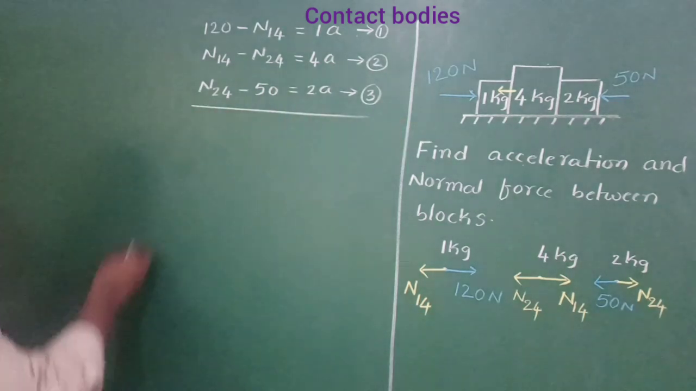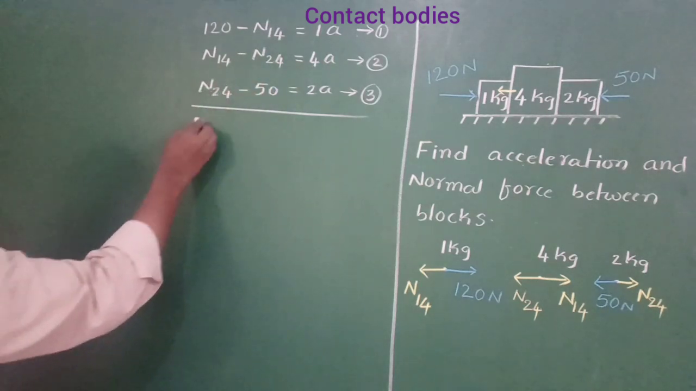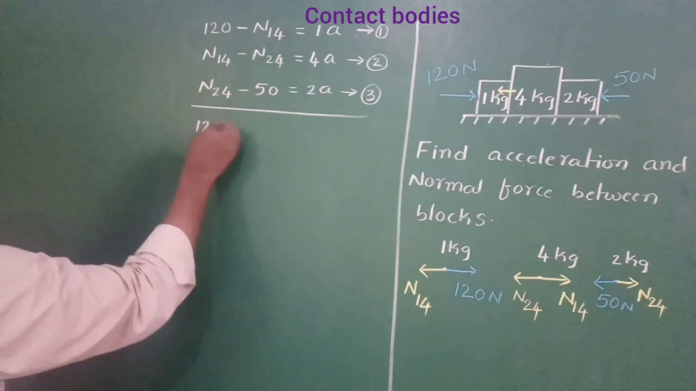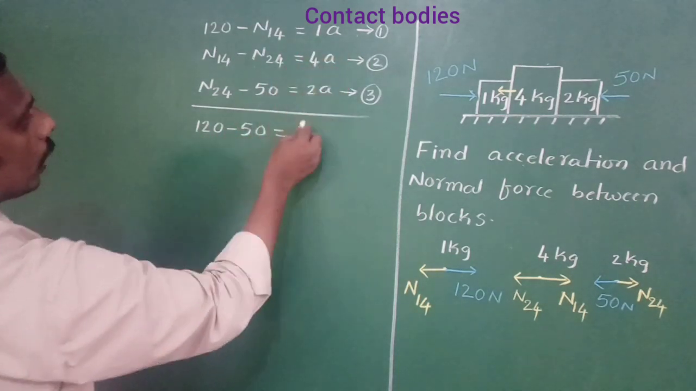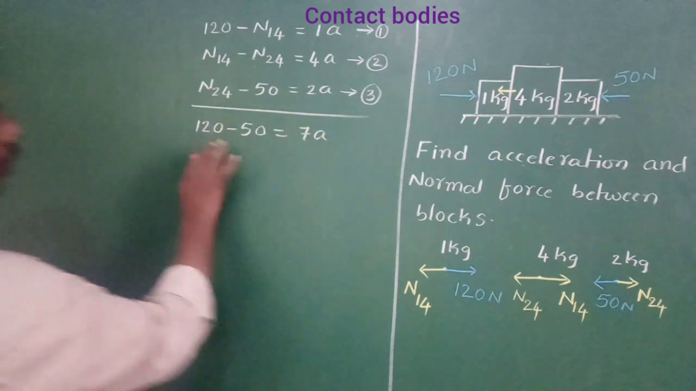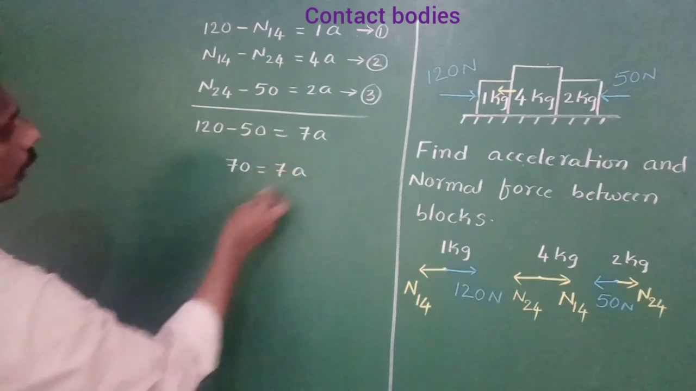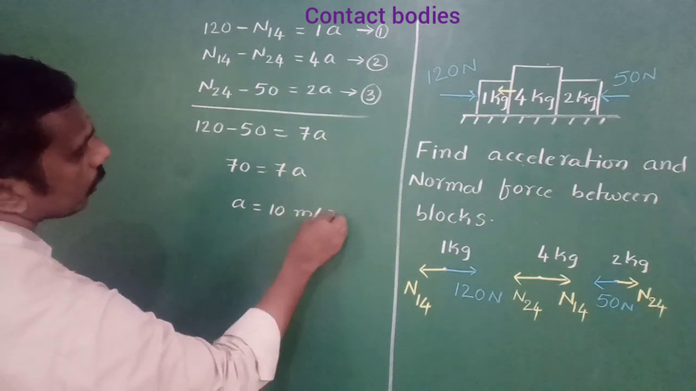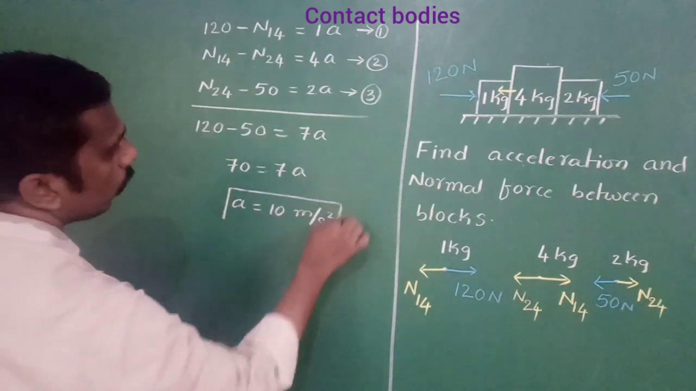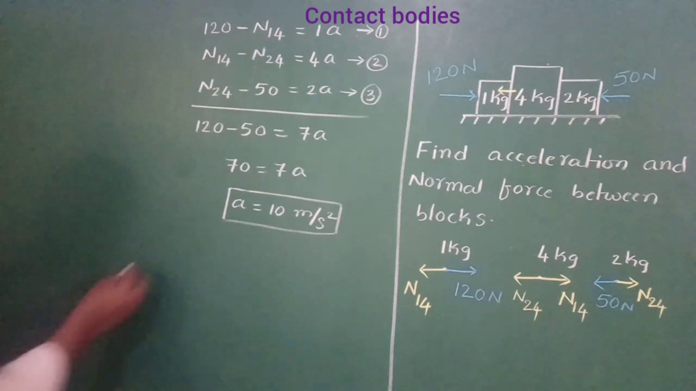Add these three equations. Minus N14 plus N14 get cancelled. Minus N24 plus N24 get cancelled. 120 minus 15 is equal to 1a plus 4a plus 2a, 7a. 120 minus 15, 105, is equal to 7a. Finally, we get a is equal to 15 meter per second square. Substitute the a value in either equation 3 or equation 1 to get the N14 and N24 values.